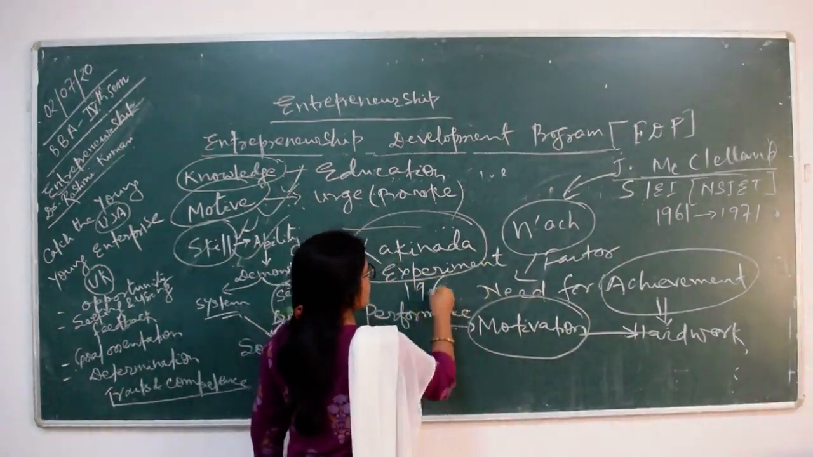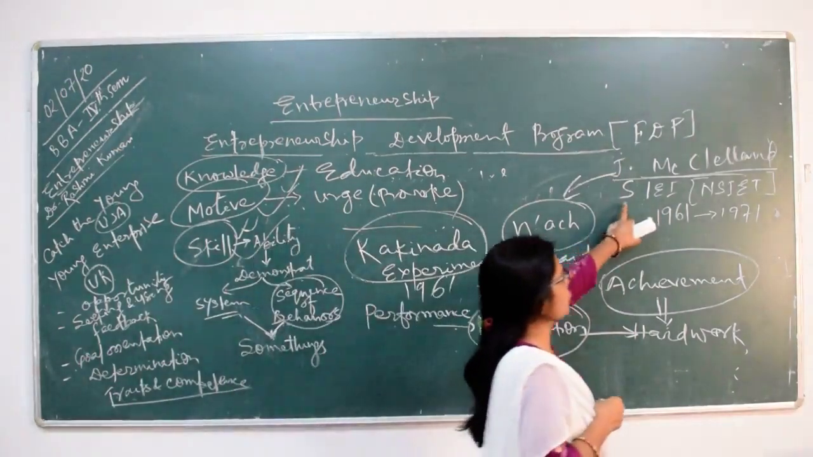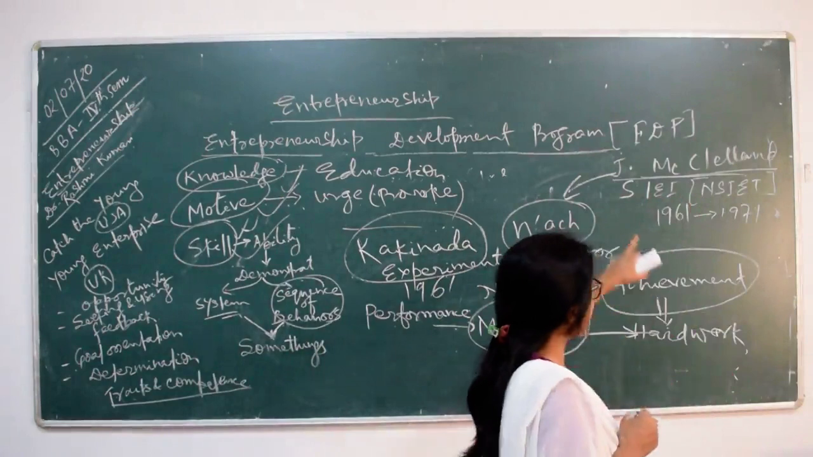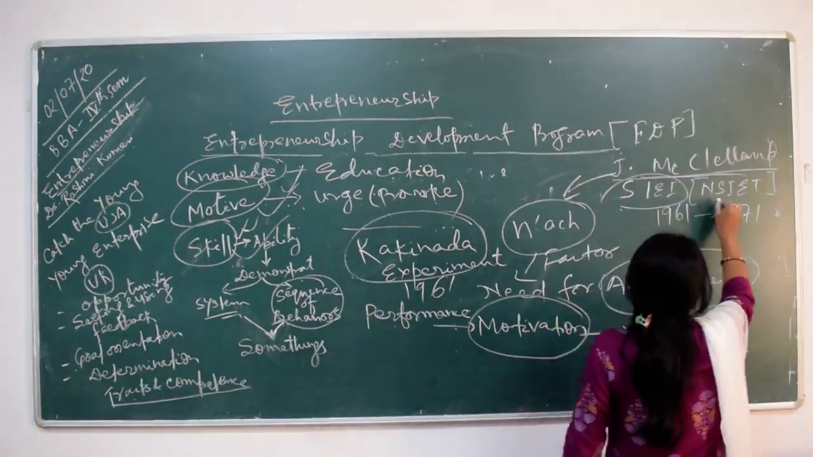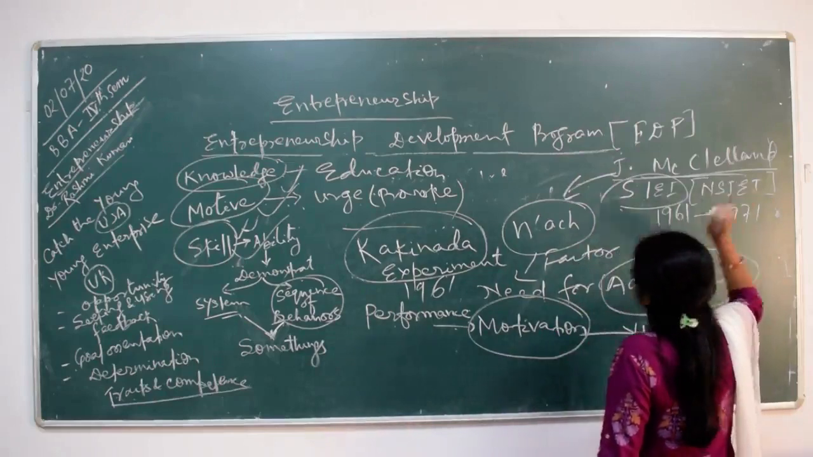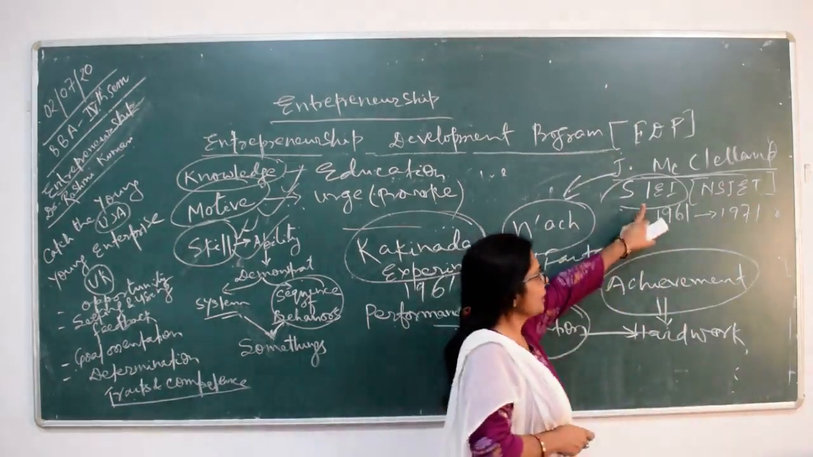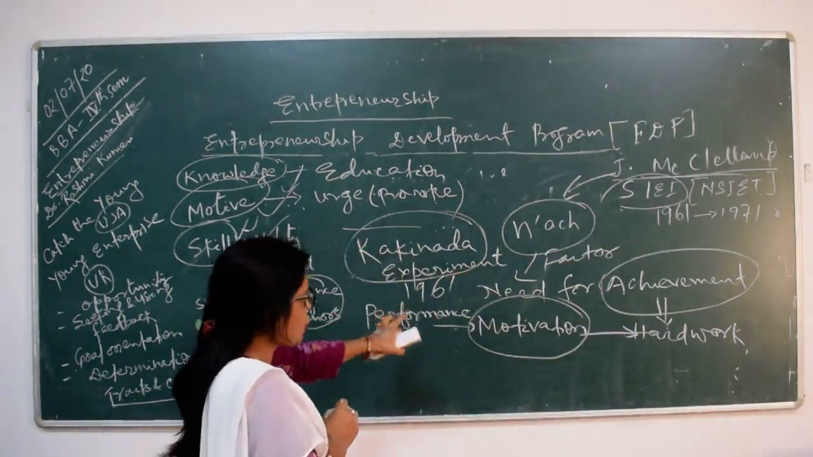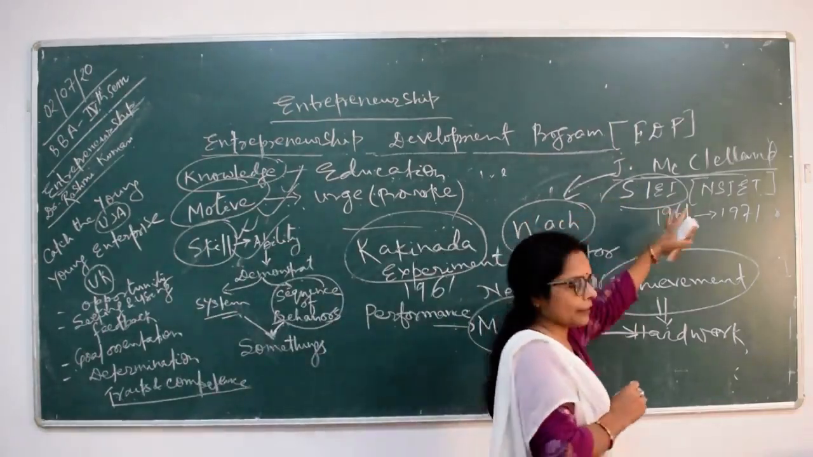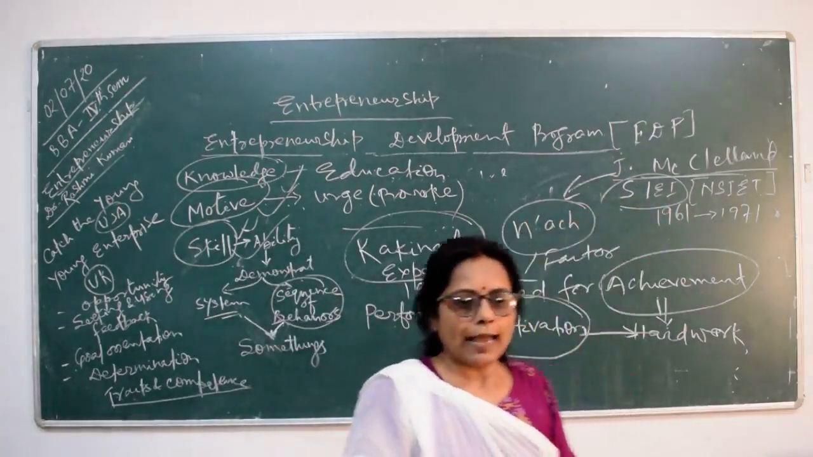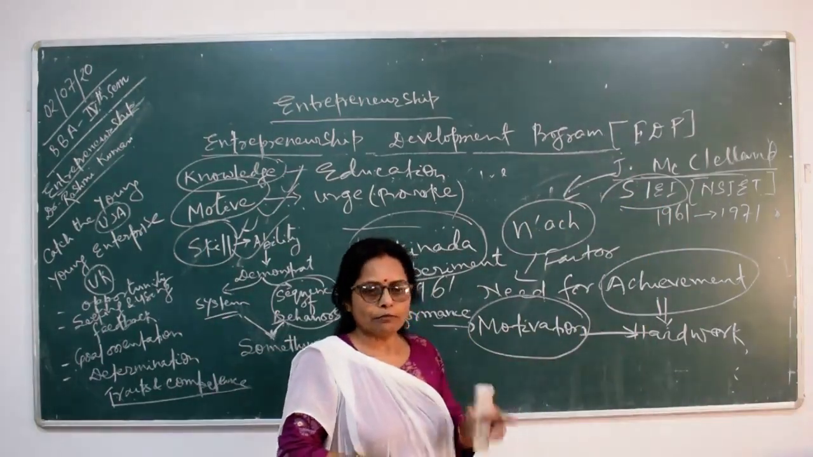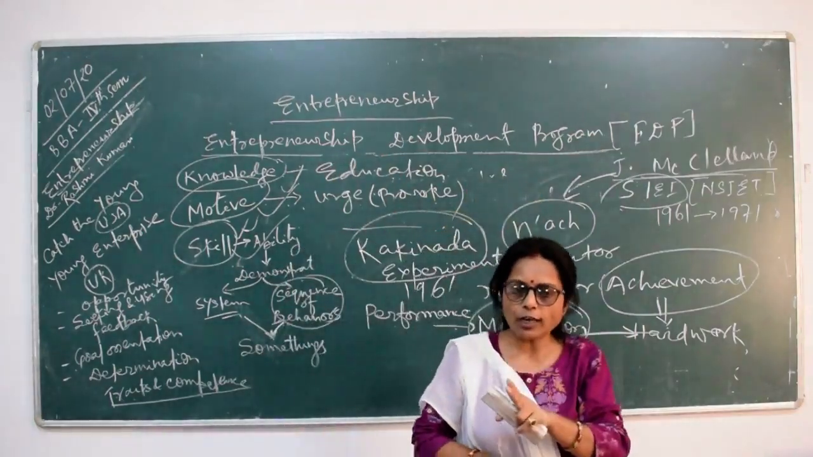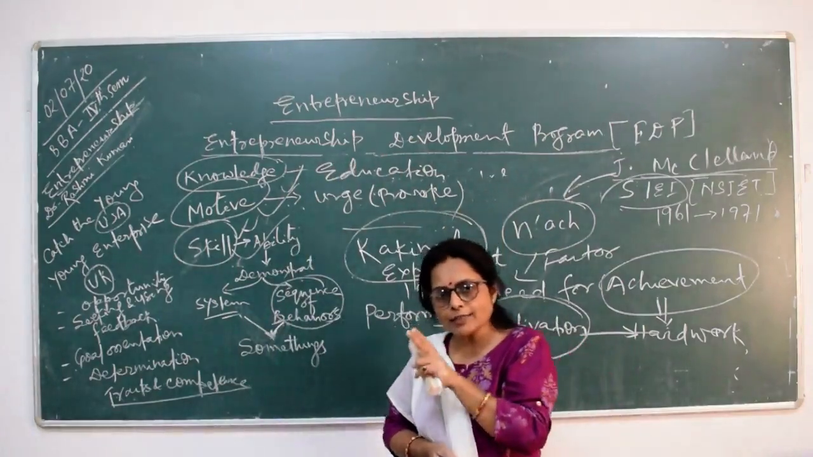In 1961, with the collaboration of this institute, that is the Small Industries Extension and Training Institute, which has now been converted into NSIET, with National added here, and also Mr. McClelland represented a development program, and this development program appears in the form of an entrepreneurship development program with the collaboration of the government and also financial institutions.